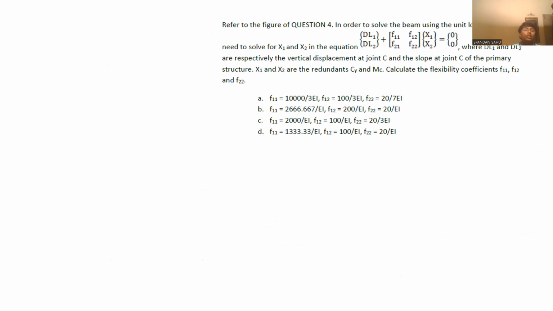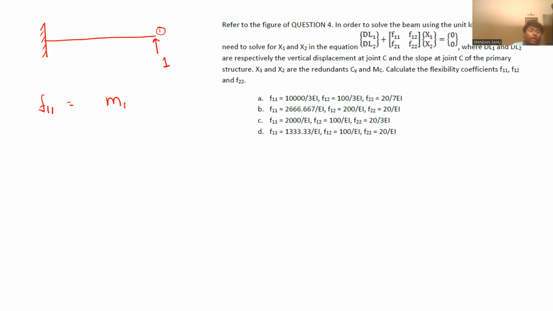You have to calculate all those coefficients: F11, F12, F's. Now, you have to calculate F11. To calculate F11, there is nothing you have to do. This is the beam. Remove all those. This is 1. Correct? This is node 1. So you write F11.